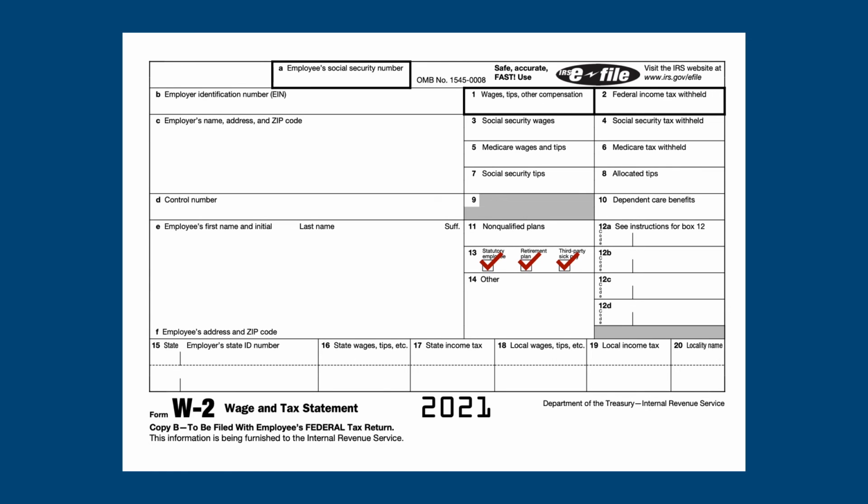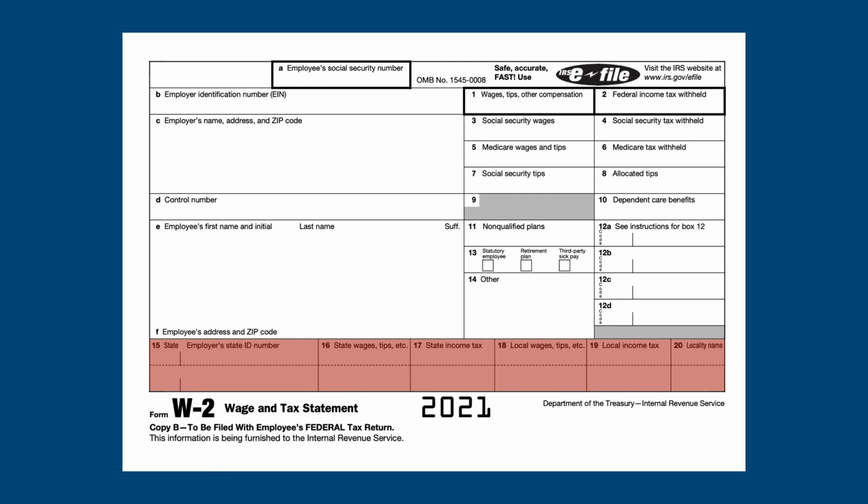The third checkbox indicates that the wages are third-party sick pay. If you are temporarily disabled and a company other than your employer is paying you, this box will be checked. In box 14, there will be information that your employer thought you should know. For example, charitable contributions and after-tax pension contributions may be in this box.